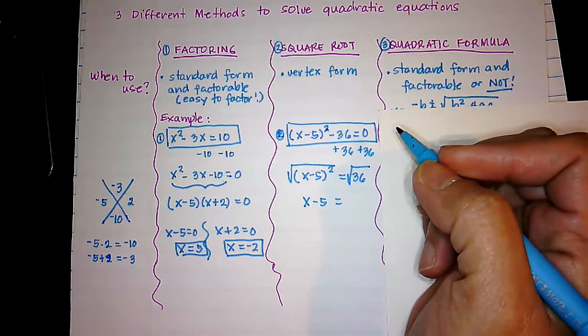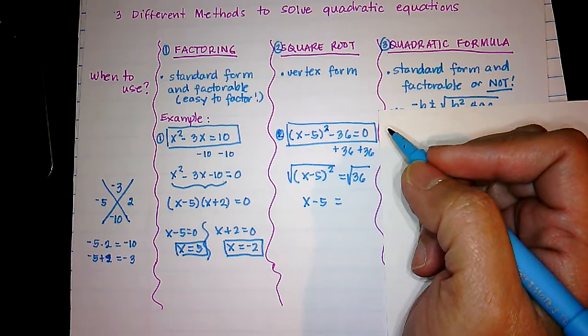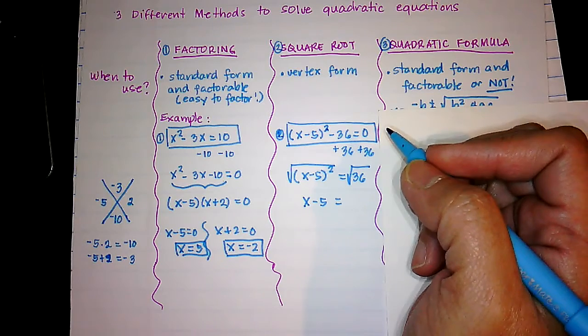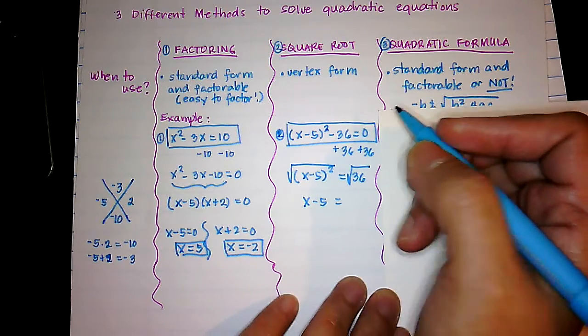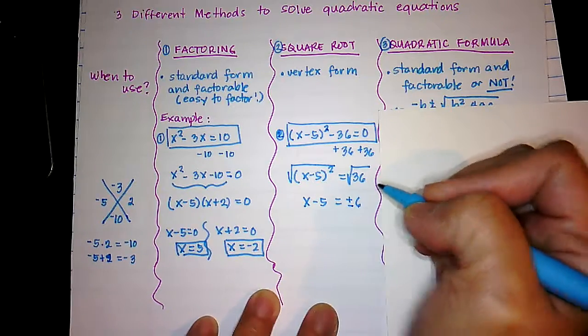It could be two numbers. It's either positive 6 or negative 6. Why? Because positive 6 times positive 6 is 36, and negative 6 times negative 6 is also positive 36. That's why you have plus minus 6 here.